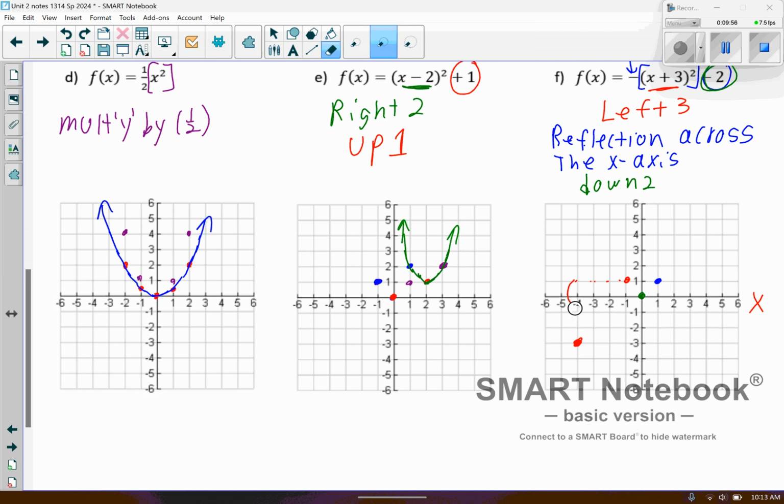All right. Then let's look at the green one. So left 3 spots, so I end up right there. Reflect across the x-axis. Well, I'm on the x-axis, so I don't have anywhere to reflect to. I'm actually on that line. And then go down 2 spots. So I'm going to be right there. So that's where the green point ends up.